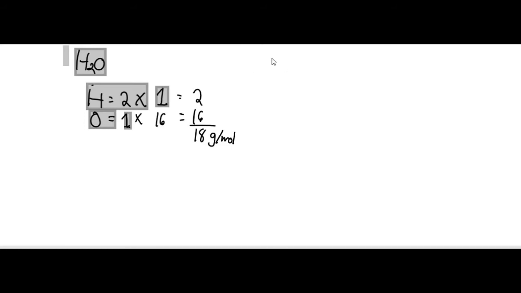Okay, let's try another example. Let's have glucose, C6H12O6. So how many carbon do we have right now? We have 6 carbon. The atomic mass of carbon is 12. Hydrogen, we have 12 hydrogen times, and what's the atomic mass? 1.